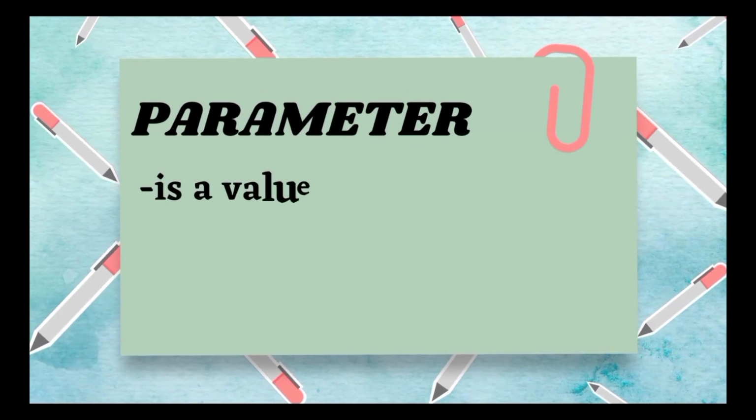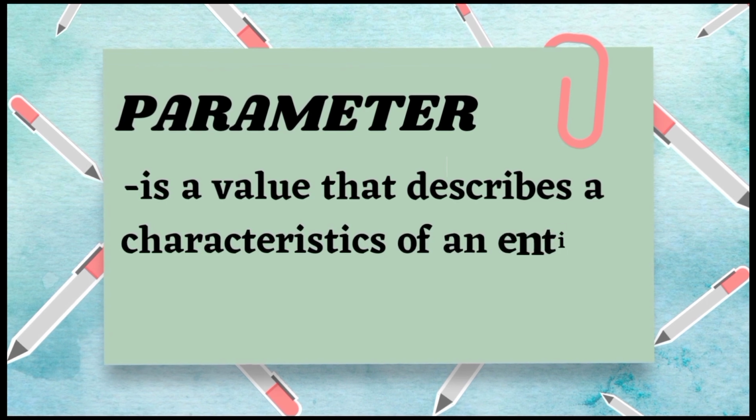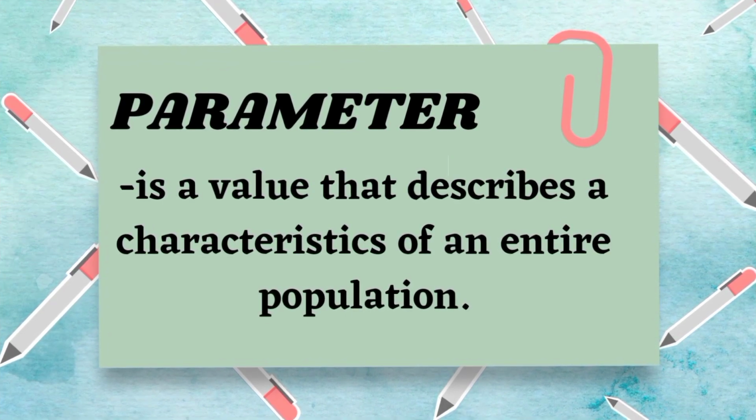Let's define what is parameter. A parameter is a value that describes characteristics of an entire population. A parameter is just describing something or information of the characteristics of the whole population. This means that a parameter tells us something about the population, the whole population. What is the population all about?